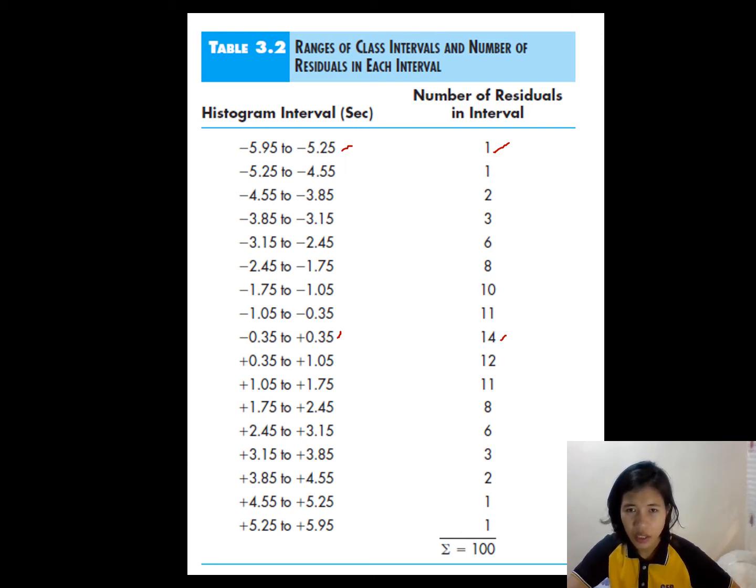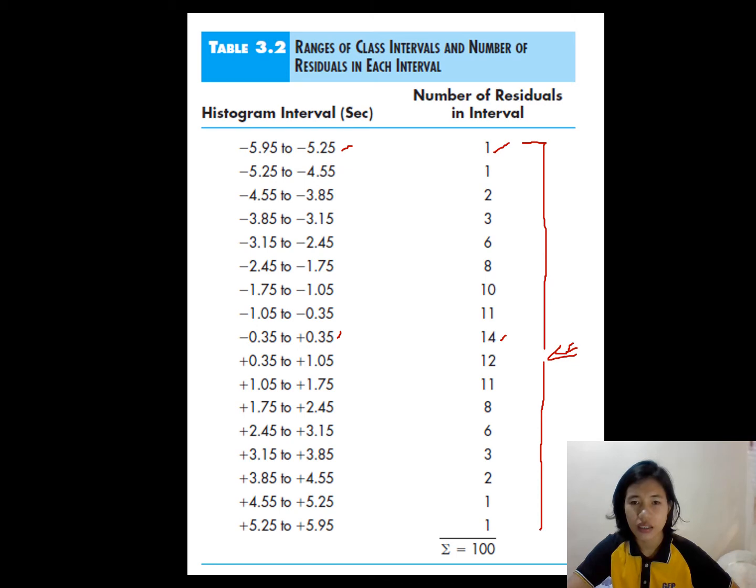So, as you can see, kung na-observe nyo sa number of residuals, di ba, increasing siya, pagdating niya sa peak, which is the 14, nagdi-decrease na siya. This is the peak, which is the 14. And after that, it goes down, nag-decrease na naman yung value. So, if we graph this one in a normal distribution, makikita nyo mamaya yung distribution niya. So, the sum of this individual observation is 100, which is the number of repetition. So, I'm here in the next.